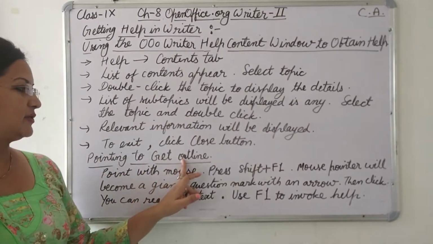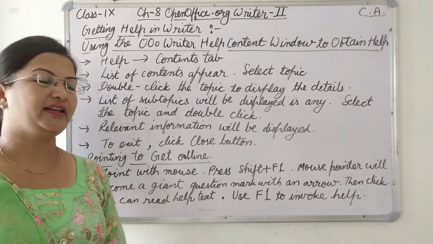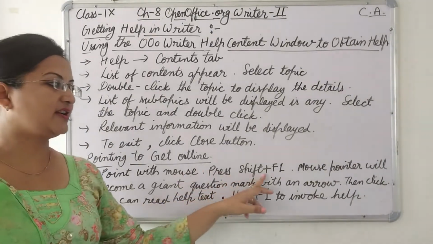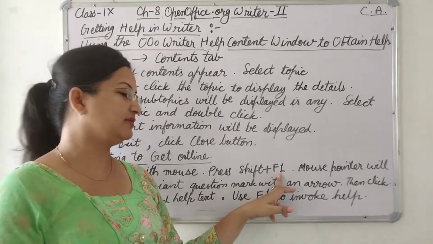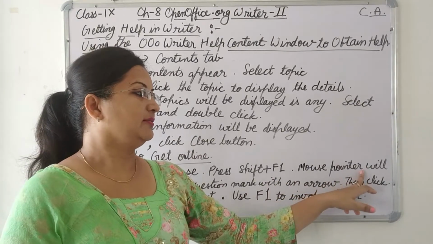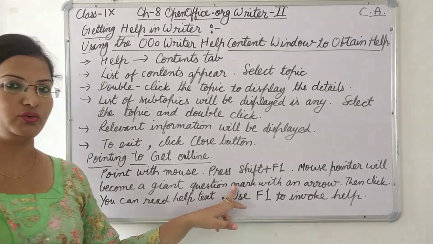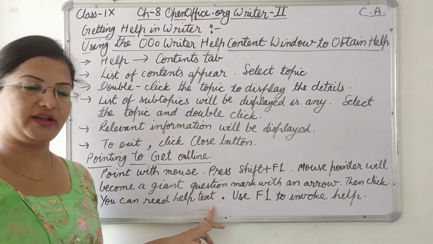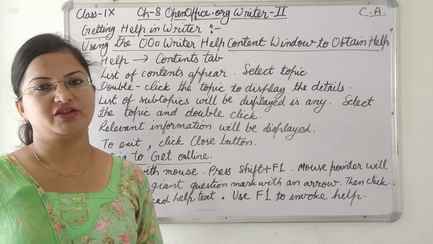Now pointing to get outline. If we have to get the outline on the Writer window itself, then find the item that you want to get help of. Then after that, we have to press Shift F1 on the keyboard. Okay, Shift F1 is the shortcut. Then the mouse pointer will be converted to a giant question mark with an arrow. Then after that, we have to click on it to read the details related to it. If we want to invoke the help, then we can also press F1 key on the keyboard.